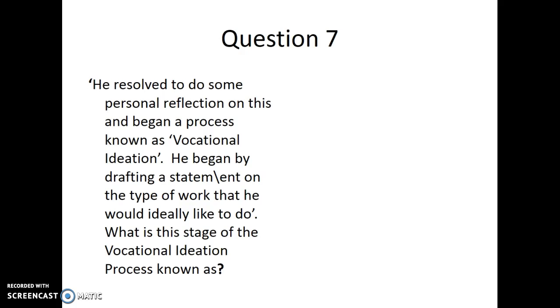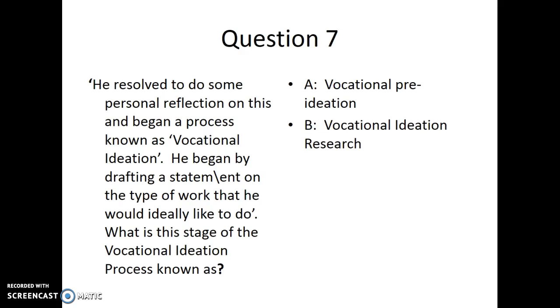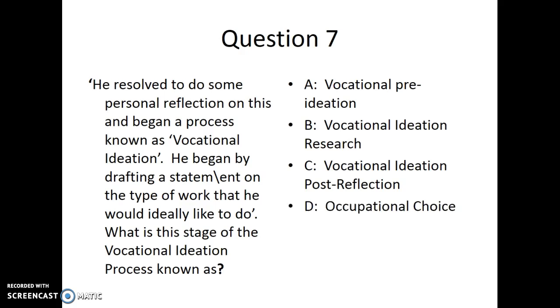Question 7. He resolved to do some personal reflection and began a process known as vocational ideation. He began by drafting a statement on the type of work that he'd ideally like to do. What's this stage of the vocational ideation process known as? A. Vocational pre-ideation. B. Vocational ideation research. C. Vocational ideation post-reflection. D. Occupational choice. Or E. None of the above.